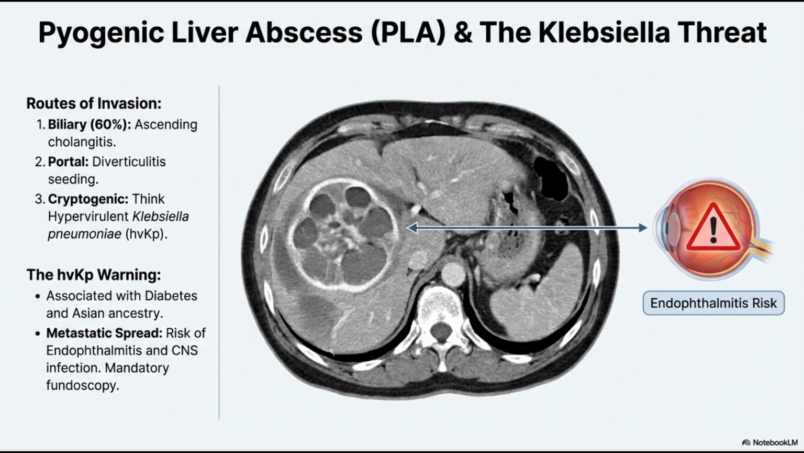Then hepatic artery, what causes that? Hematogenous seeding. Think endocarditis. Staph aureus in the blood finding a home in the liver. These tend to be microabscesses scattered everywhere.